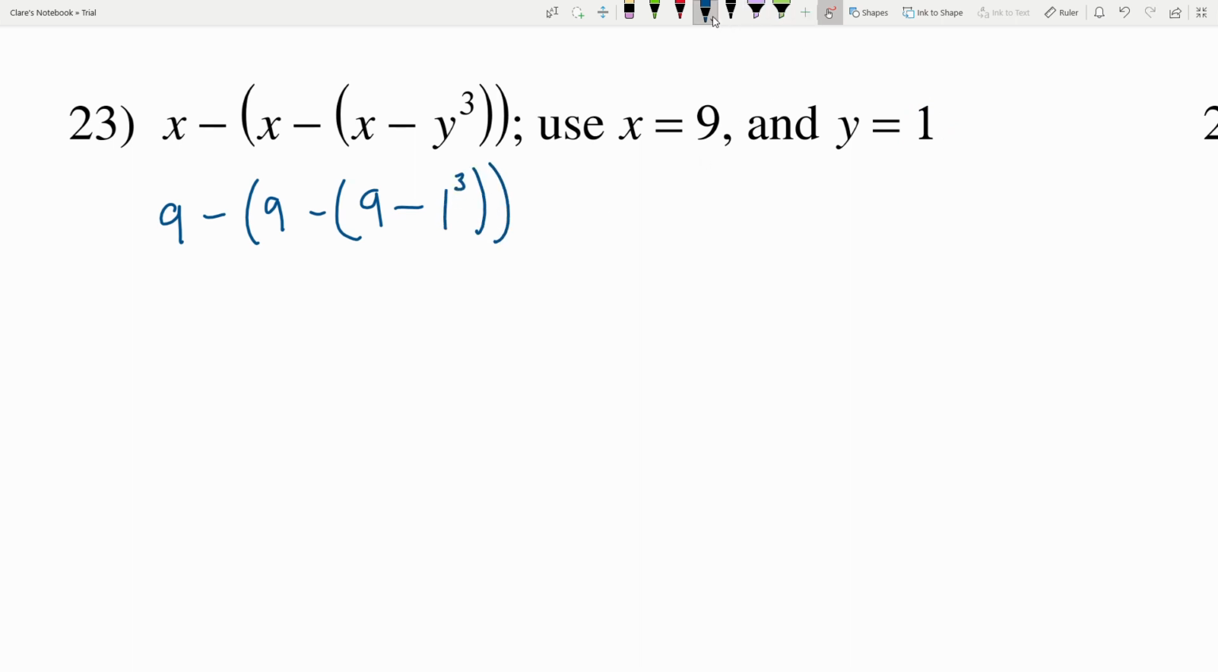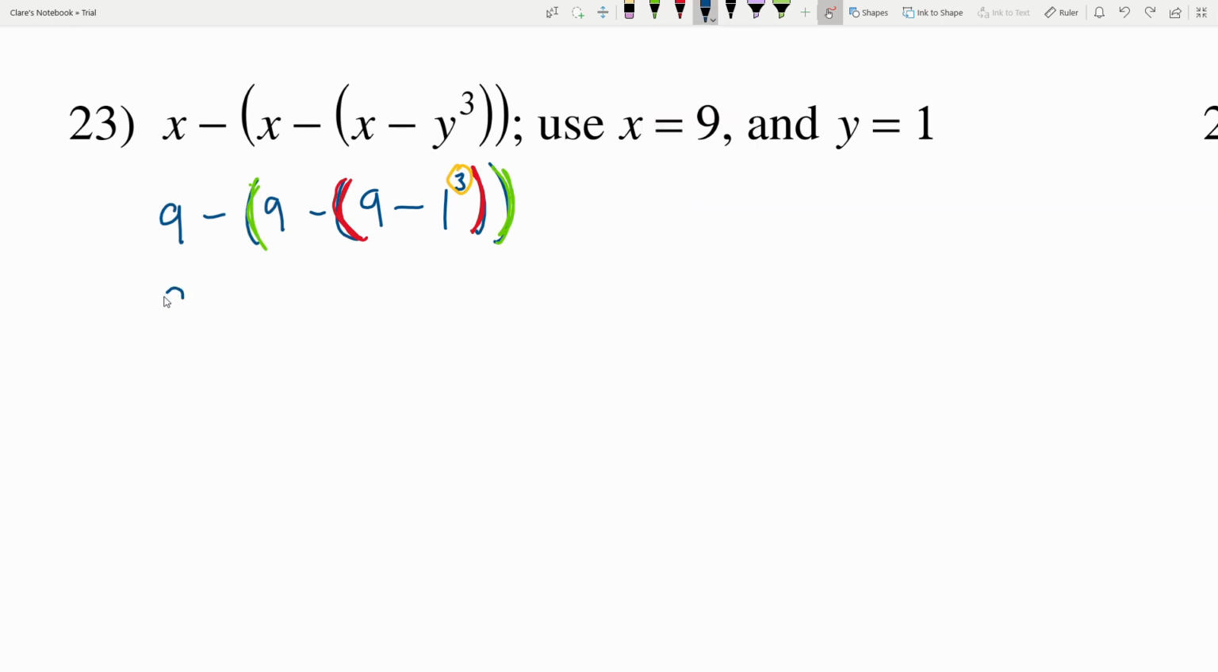Now remember, according to order of operations, parentheses comes first. So our first set of parentheses is here. This one opens and this one closes that first set of parentheses. But I have another set of parentheses inside of that. So I'm going to do this set of parentheses first. And within that set of parentheses, I have an exponent. So I'll do my exponent before my subtraction.